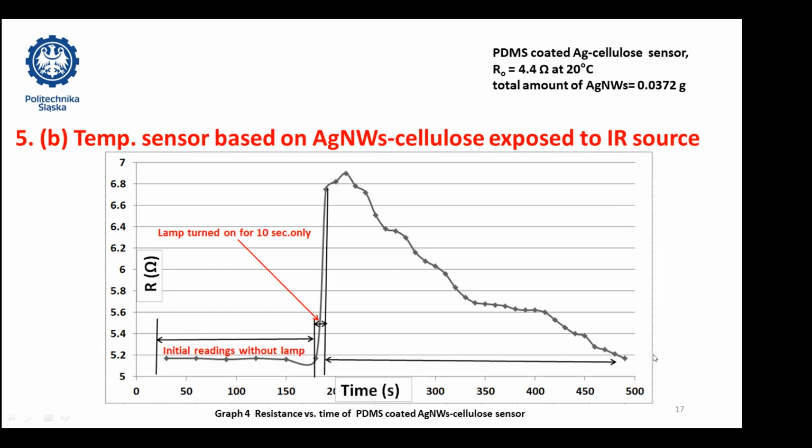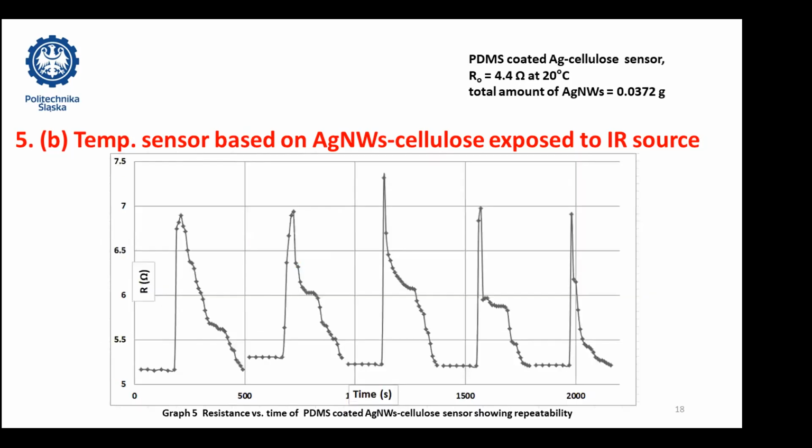So here I can say that in the previous examples, conduction was the main mechanism of heating my sensor, but here radiation is being used to heat my sensor, and as we know, radiation is a much quicker process compared to conduction. And again, here we have resistance versus time. We radiated the sensor for just 10 seconds. We performed 5 different experiments to show how good the repeatability is, and we do, in fact, have good repeatability.